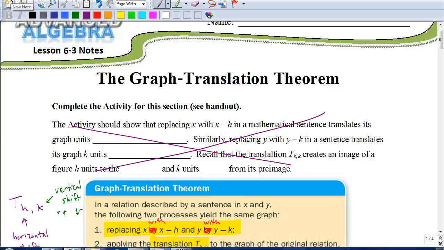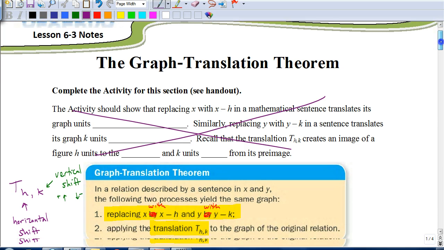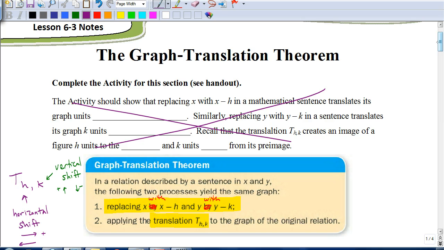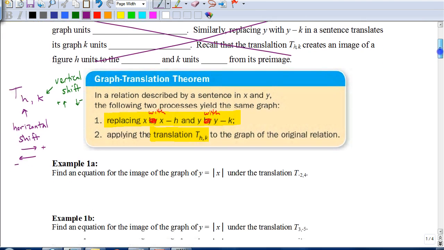Okay, so in this video we're going to be looking at the graph translation theorem, and we're going to talk about just how to write equations knowing what a translation is. So let's start off by just talking about translations for a minute.